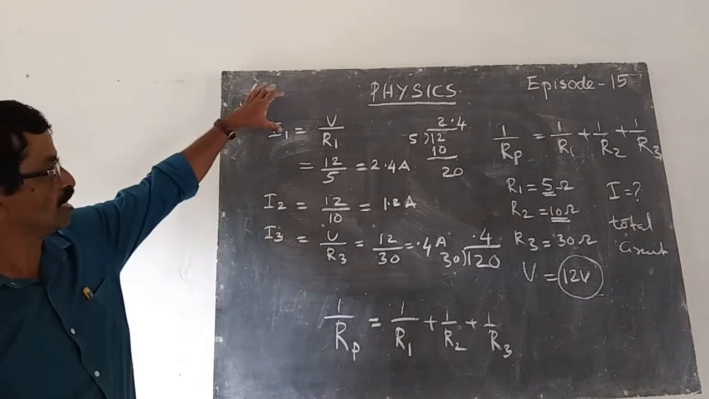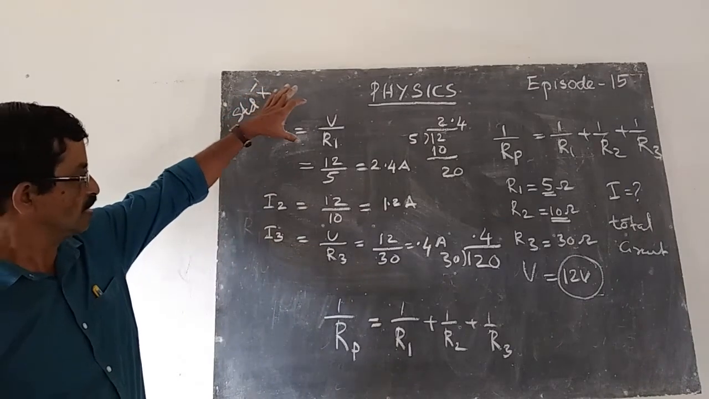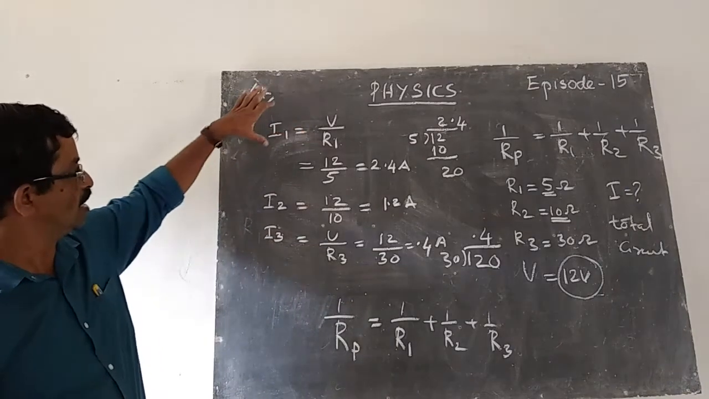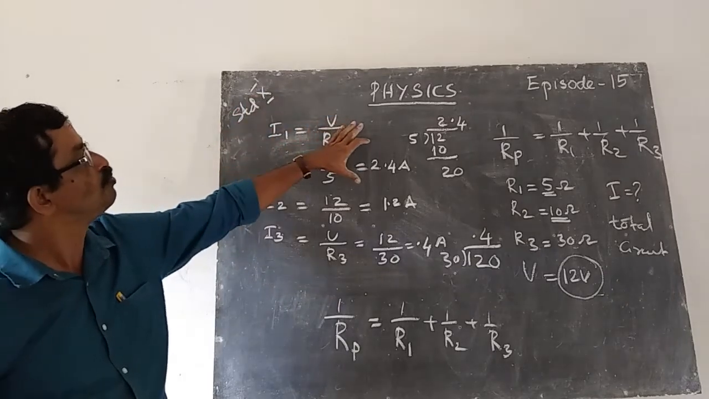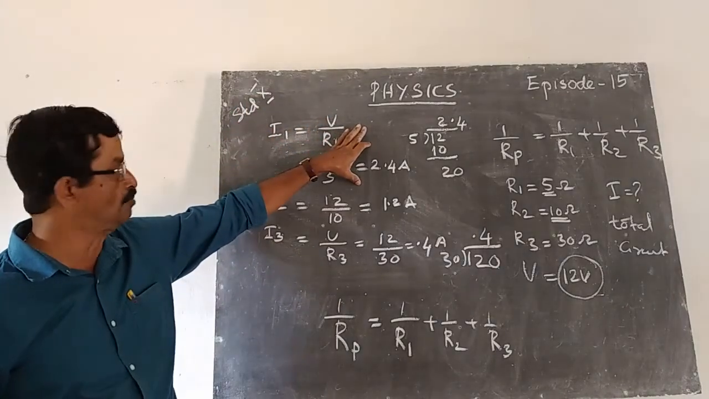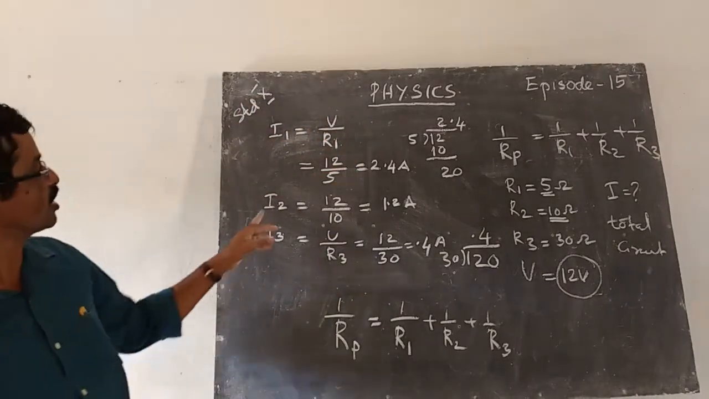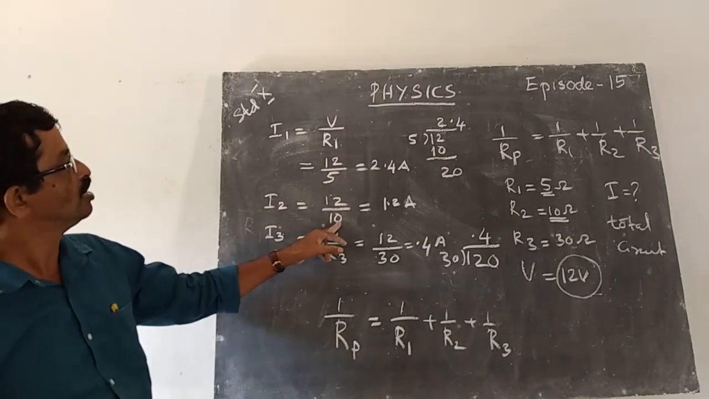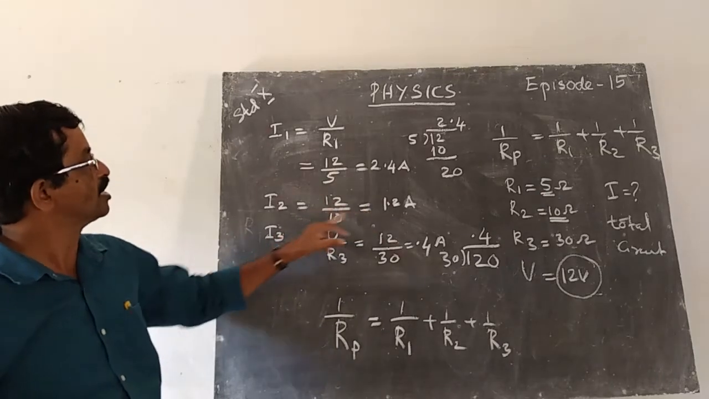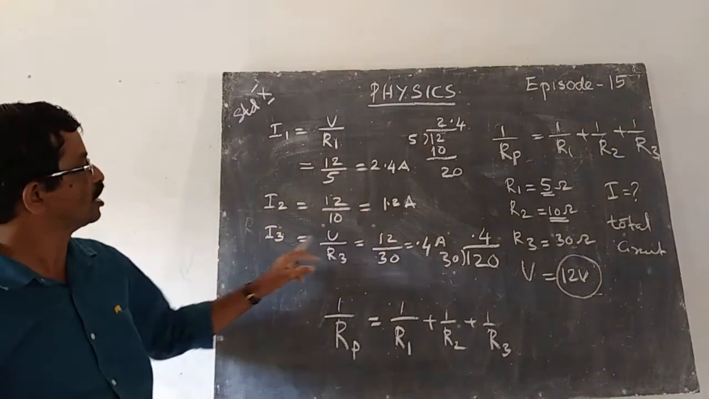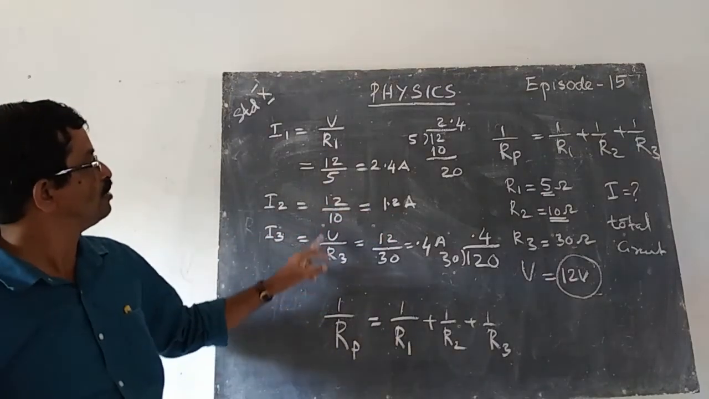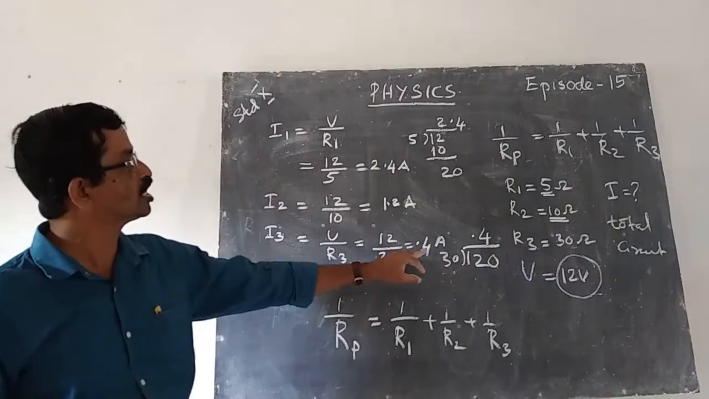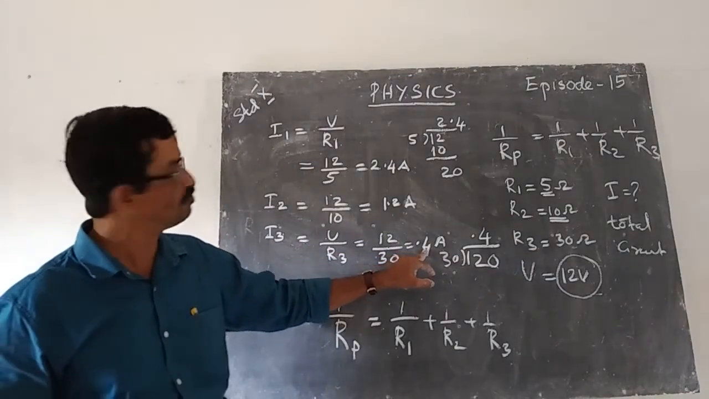This is the current through each of the resistors. The first resistor R1, the current through it we got as 2.4 ampere. Second resistor R2 with 10 ohm, that is 12 by 10, 1.2. I3 is equal to V by R3, 12 by 30, that is equal to 0.4 ampere.